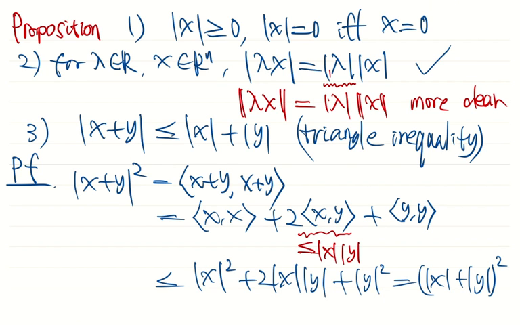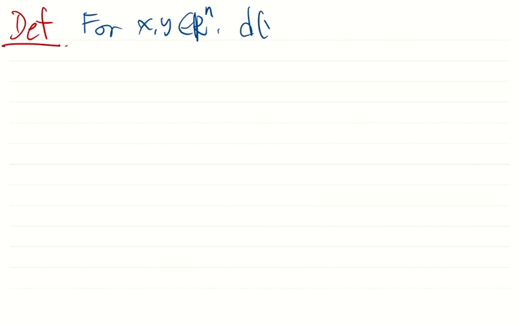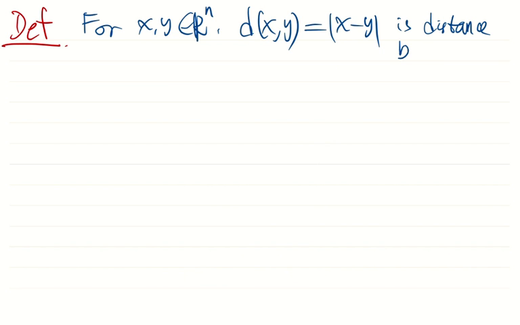Having obtained the basic properties of the norm, we can now define the distance between 2 points in Rm. This is the definition. For x, y in Rm, we denote this by d(x,y) for distance. The distance between x and y is the norm of x minus y. This is the distance between x and y.